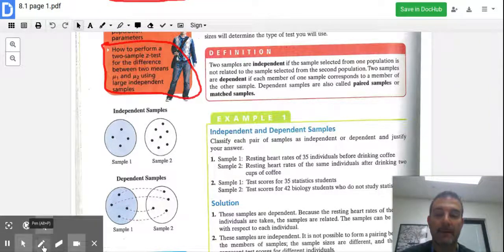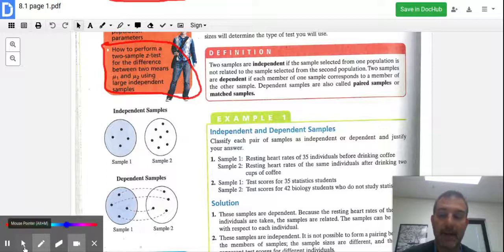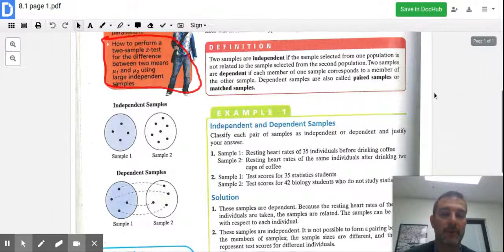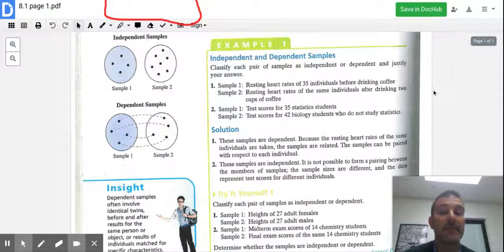It says 2 samples are independent if the sample selected from one population is not related to the sample selected from the second population. They're dependent if each member of one sample corresponds to a member of the other sample. So they're independent if both samples have really nothing to do with one another, or they're dependent if they are matched in some way. A lot of times your dependent samples are going to be actually the same people in the sample. We're just doing something else differently with them.